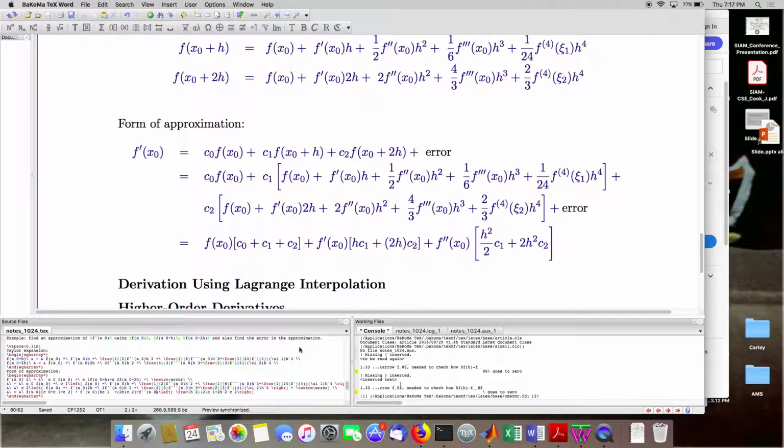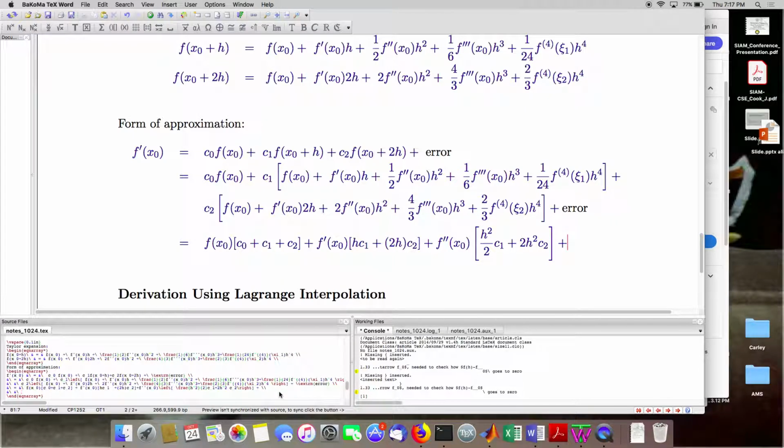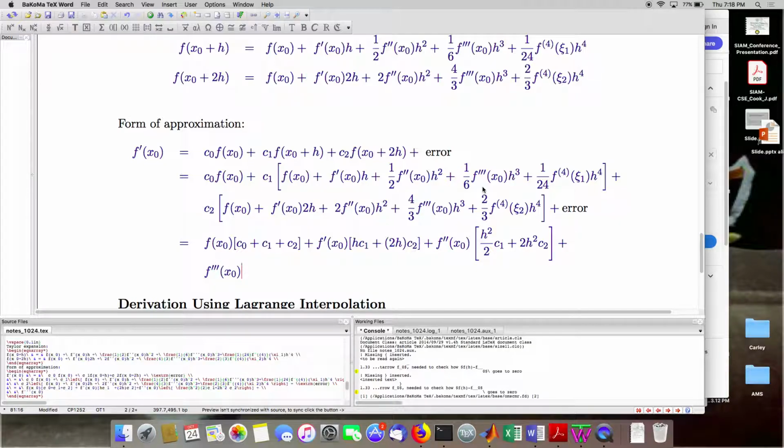So what about my next terms in my Taylor expansion? Well, that's going to involve f triple prime of x naught.